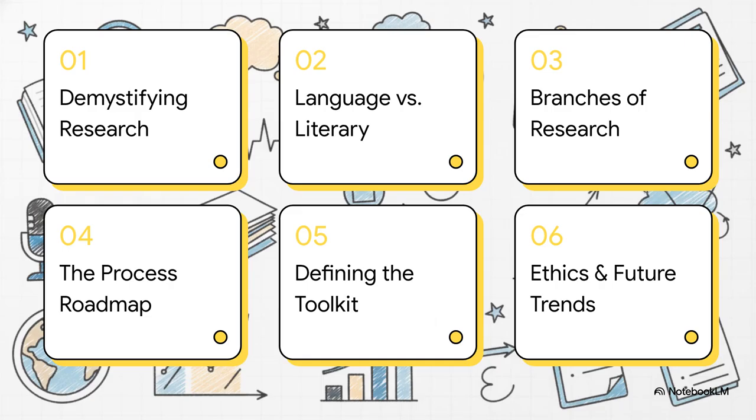And speaking of logical steps, here is our game plan for today. We're going to cover 1. Demystifying language research, 2. Language versus literary research, 3. Branches of language research, 4. The research process roadmap, 5. Defining the toolkit, and finally 6. Ethics and future trends. Think of this as your highly structured, stress-free path through the material.